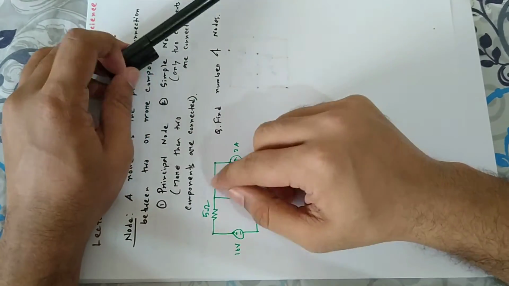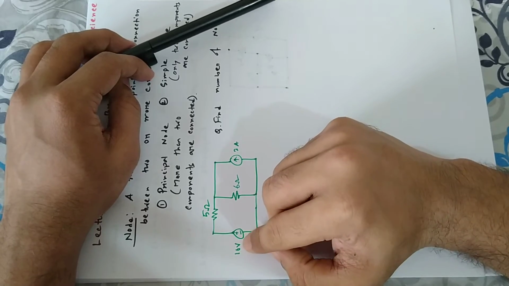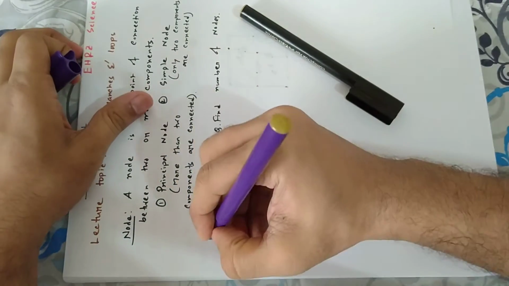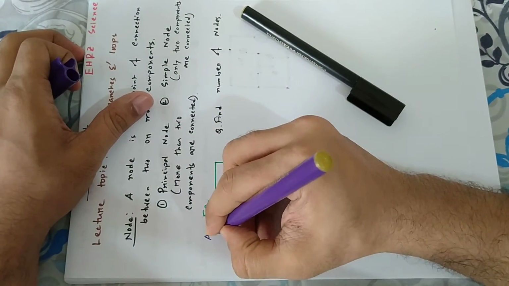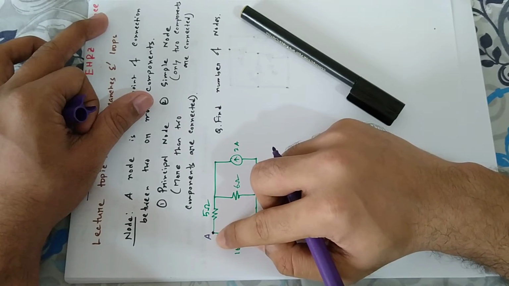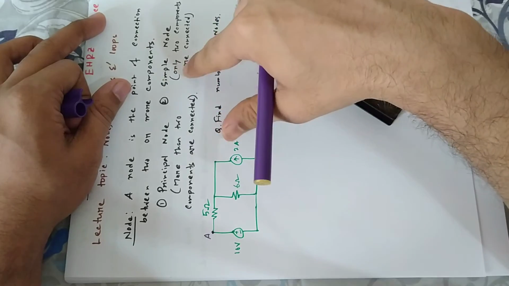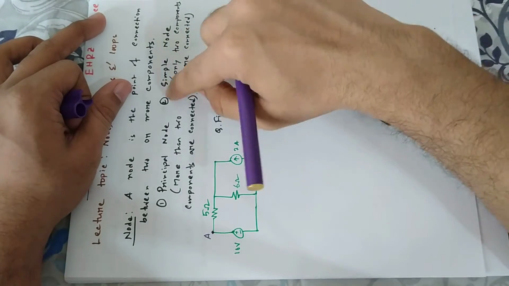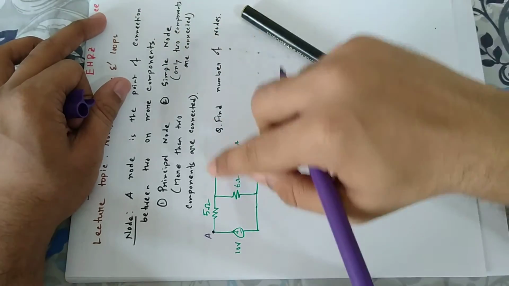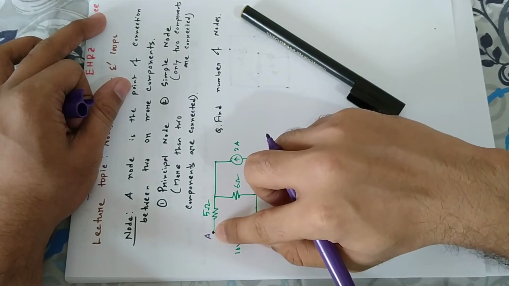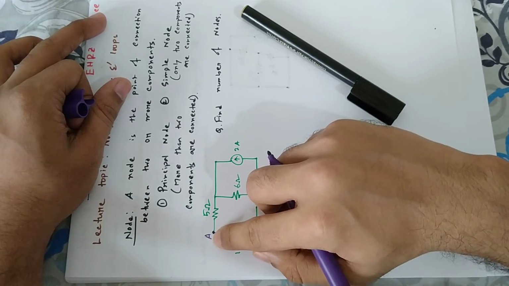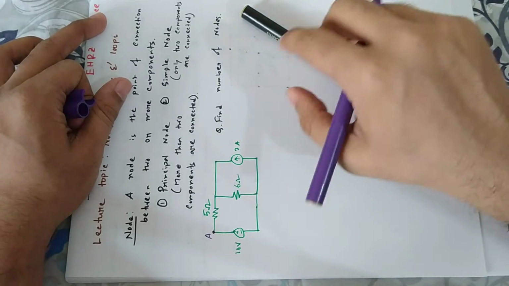Now move on to the circuit. If we see in this circuit, at this point, suppose the point is A. At this point, this 10 volt source and this 5 ohm resistor are connected. So by definition, whenever only two components are connected, then that node is called a simple node. There is no other component at this point. So this is a simple node.